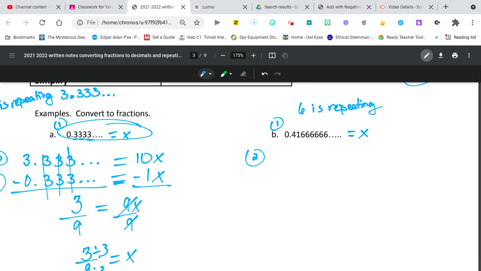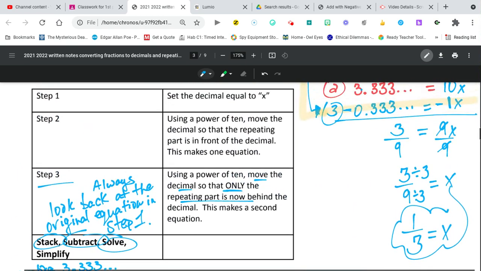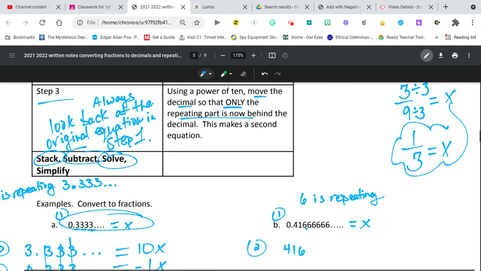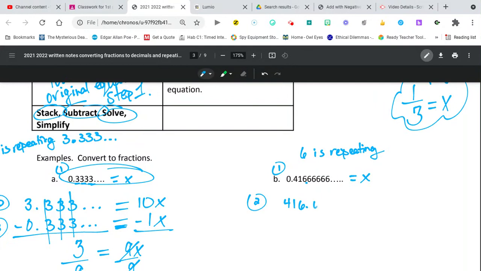So I need to get a 6 in front of the decimal. So I need to move it right there, and then I get a 6 in the front of the decimal. I just needed to get it to look like this. Whatever is repeating on step 2, you just need to get that repeating part in front of the decimal. So I just need to get a 6 in front of the decimal so it looks like this.